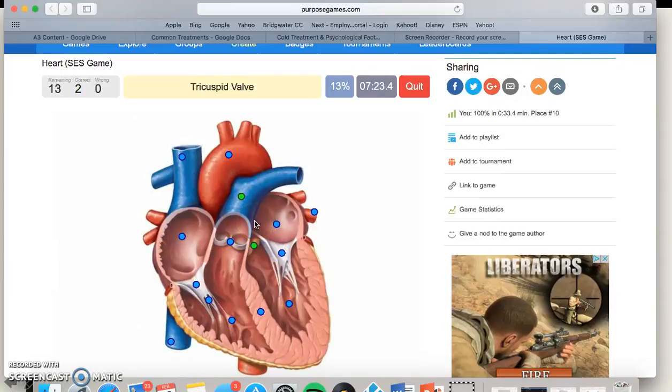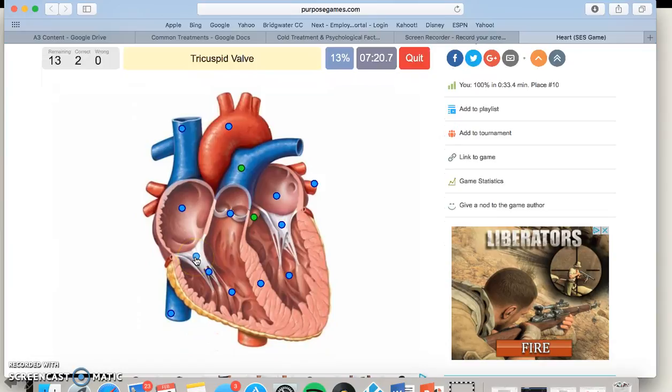The tricuspid valve is just here. This prevents backflow of blood into the right atrium. The aorta, which is up here, this delivers oxygenated blood to the body. The right atrium, which is here, this collects deoxygenated blood from the body and contracts to push blood through the tricuspid valve to the right ventricle. The superior vena cava is at the top left. This delivers deoxygenated blood back to the heart from the upper body.